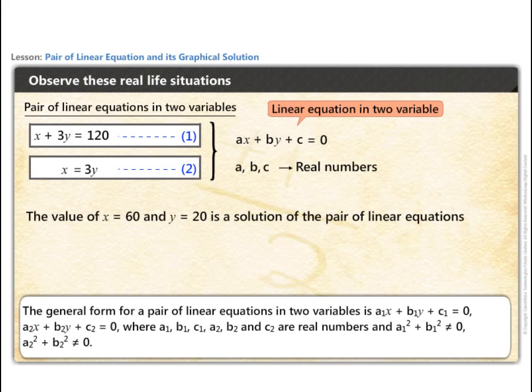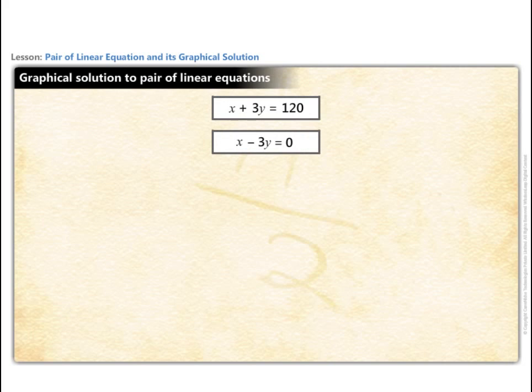The general form for a pair of linear equations in two variables is a1x plus b1y plus c1 is equal to 0, a2x plus b2y plus c2 is equal to 0, where a1, b1, c1, a2, b2 and c2 are real numbers, and a1 square plus b1 square is not equal to 0 and a2 square plus b2 square is not equal to 0. Let us take a look at the pair of linear equations from the last example again.